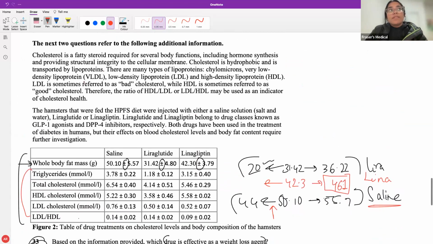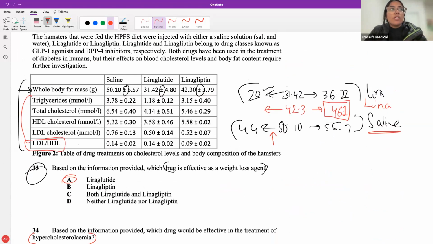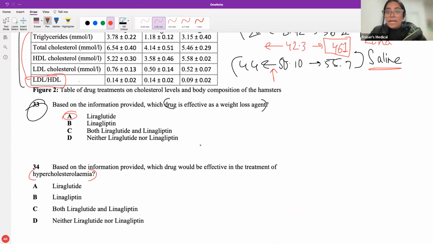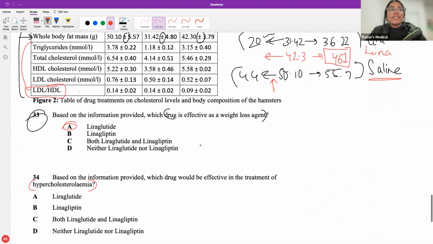The stem, incidentally, notice that in the last line here, it says that the ratio of HDL to LDL or LDL to HDL is a useful indicator of cholesterol health. So therefore, we'll be looking at this ratio to see which drug has the most impact. Immediately, you sort of know your answer.